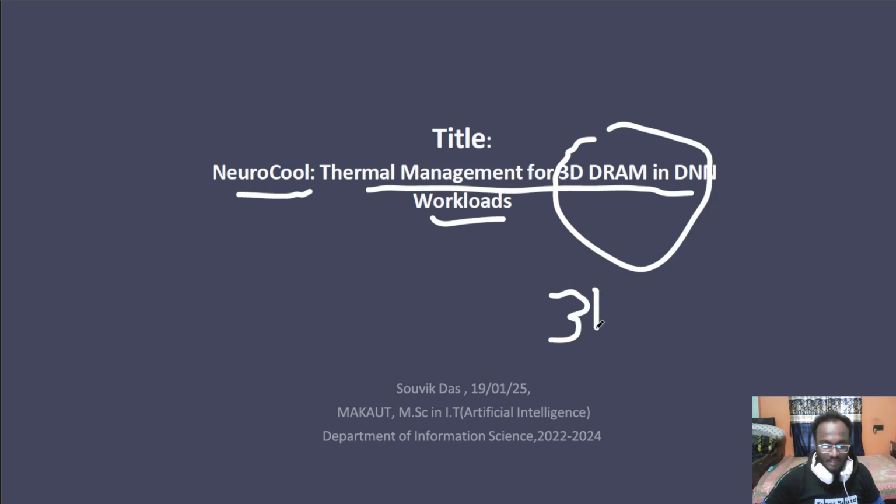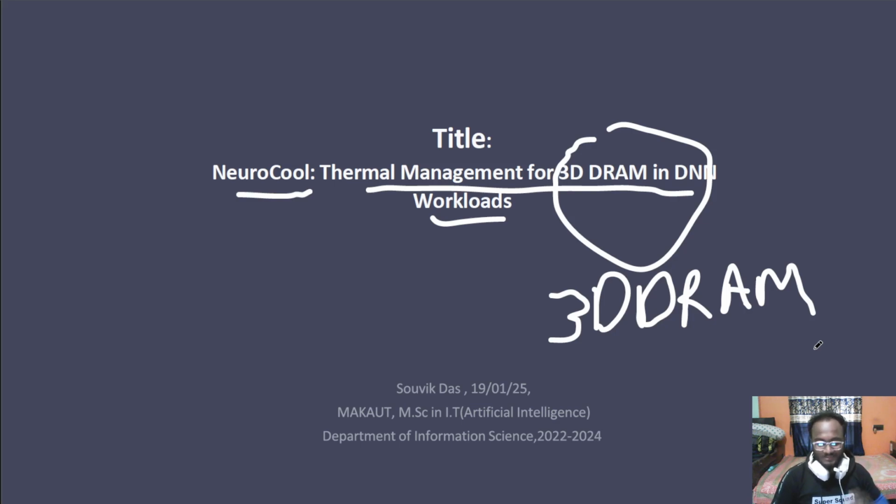So first of all, I have to explain what 3D RAM is. 3D RAM is a type of memory technology where multiple dynamic RAM layers are stacked vertically to improve efficiency, capacity, and performance. Unlike the traditional 2D dynamic RAM, which is arranged in a single layer, 3D dynamic RAM integrates several connected 2D layers.